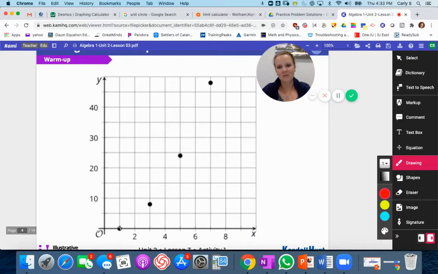Okay, I can plot 1, 0, 3, 8, 5, 24, 7, 48. I can plot them, and I can see if it looks familiar. Like this right here is curvy, which could be a squared function or a number to an exponent function, exponential growth, which we'll talk about. I'm not sure what other things we can do.